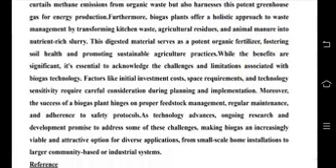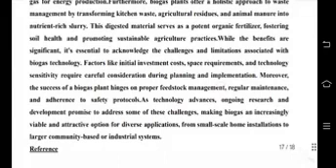Moreover, the success of a biogas plant hinges on proper feedstock management, regular maintenance, and adherence to safety protocols. As technology advances, ongoing research and development promise to address some of these challenges, making biogas an increasingly viable and attractive option for diverse applications, from small scale home installations to large community based or industrial systems.